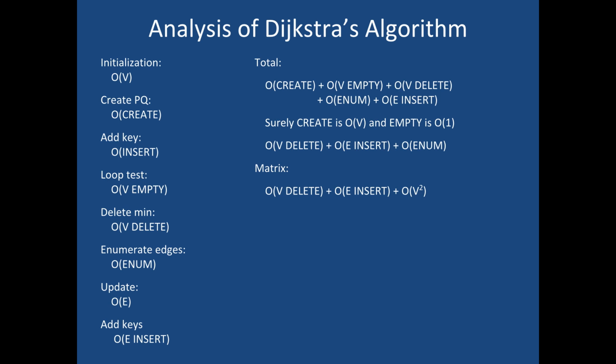So in other words, if I can find a way to delete in linear time and insert in constant time to a priority queue, then this is just going to boil down to V squared. So there's our design goal. We need to find a priority queue representation that will give us O of V deletion and O of 1 insertion. And then Dijkstra's algorithm will be linear in that case.